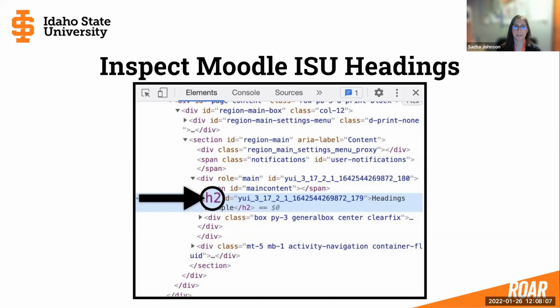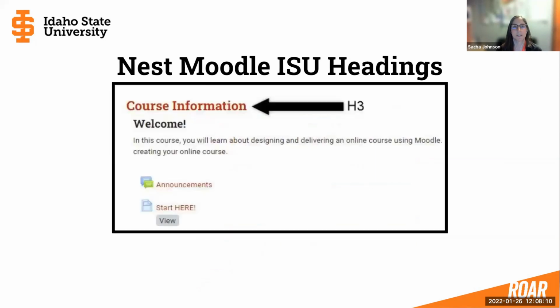Moodle ISU Atto editor. The titles of resources and activities in Moodle ISU are always going to have specific heading levels. For example, here we can see part of a course main page, and the section names are going to be level 3 headings, so H3.